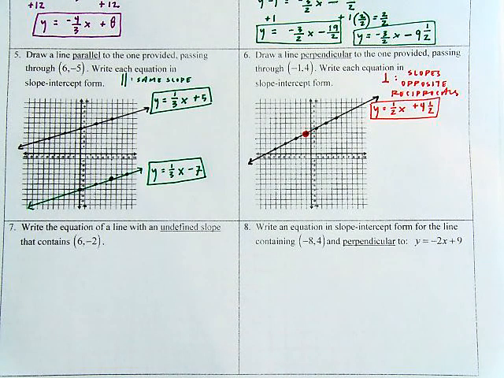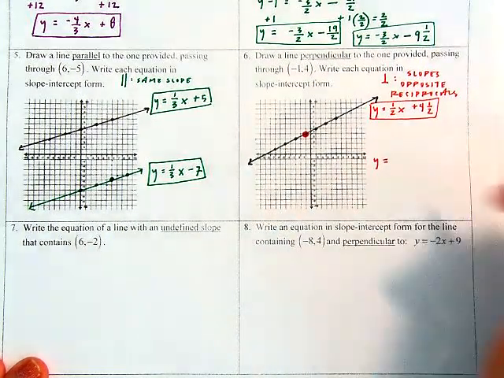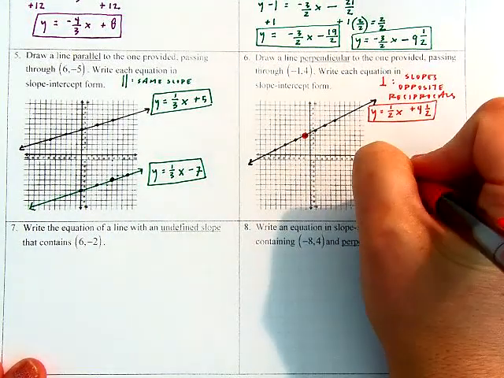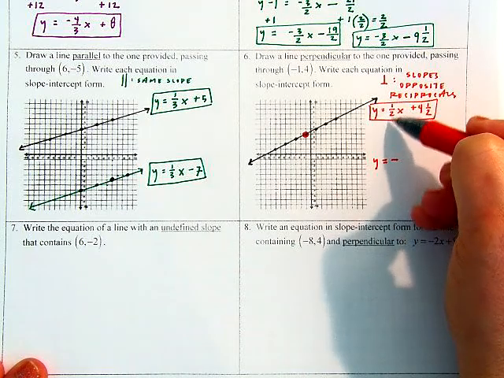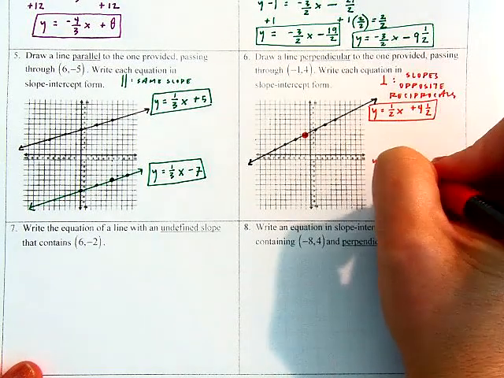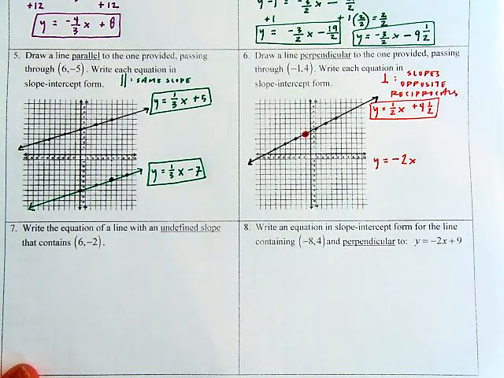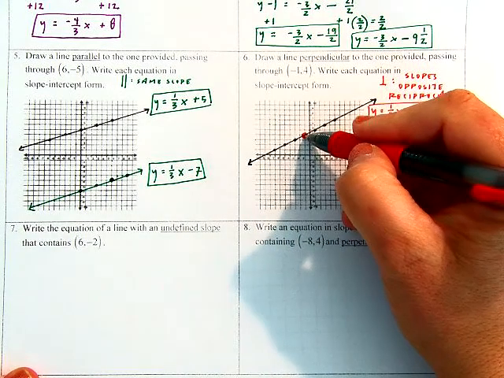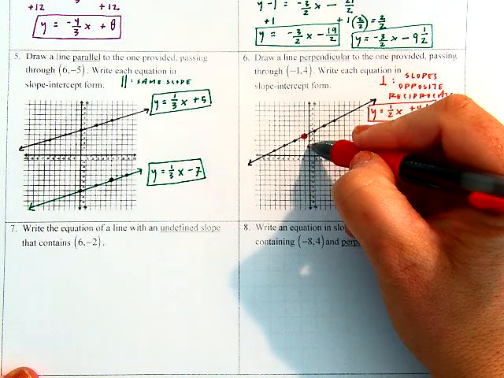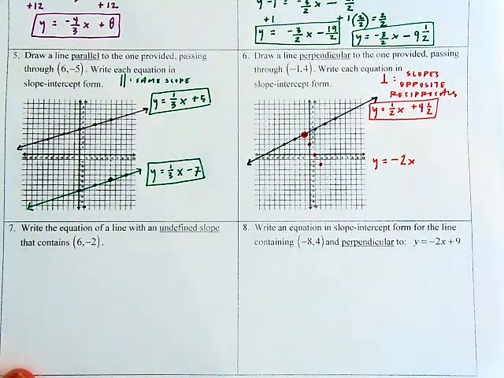Okay, so I want a perpendicular line to this one, and I want it passing through -1, 4. So that means that my new line will have to have a slope that is the opposite sign, so it has to be negative, and the fraction here gets flipped. So 1/2 becomes 2/1, which is really just 2. So right now I know y equals -2x. So from this point, I'm going to go down 2, right 1, down 2, right 1, down 2, right 1, just like so.